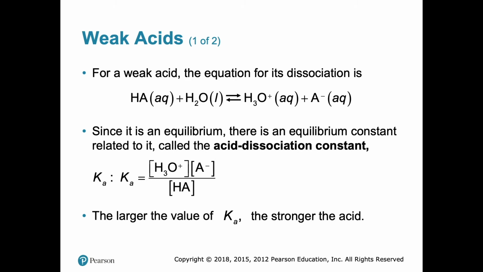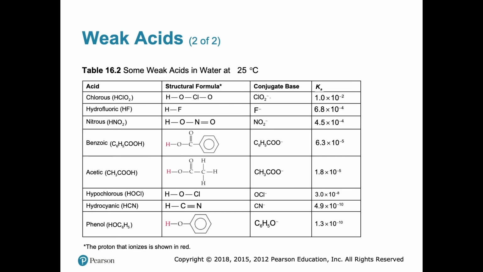It's the same as every other reaction we've done in this class. When it comes to equilibrium expressions, we always have the products over what? Reactants, exactly. So here, the products are the H3O+ and the A-, and the reactant is the original acid. The larger the value of Ka, the stronger the acid. Most of these will have lower Kas because weak acids are not able to dissociate as well. So here's a list of weak acids.